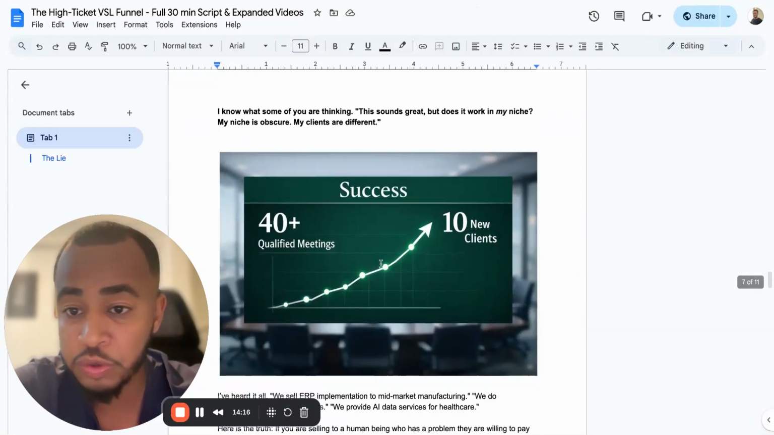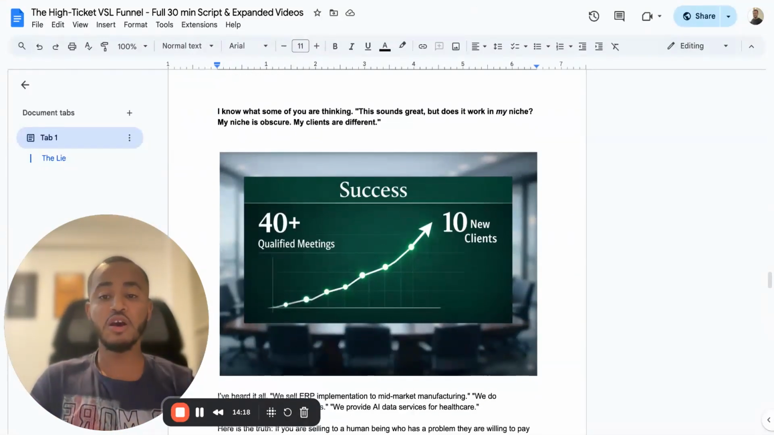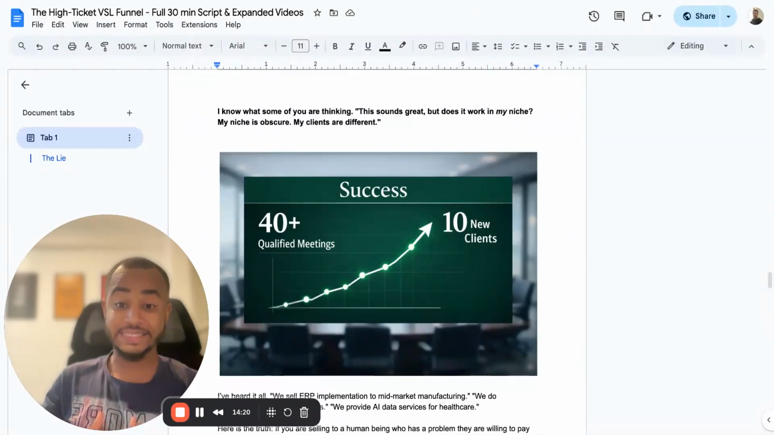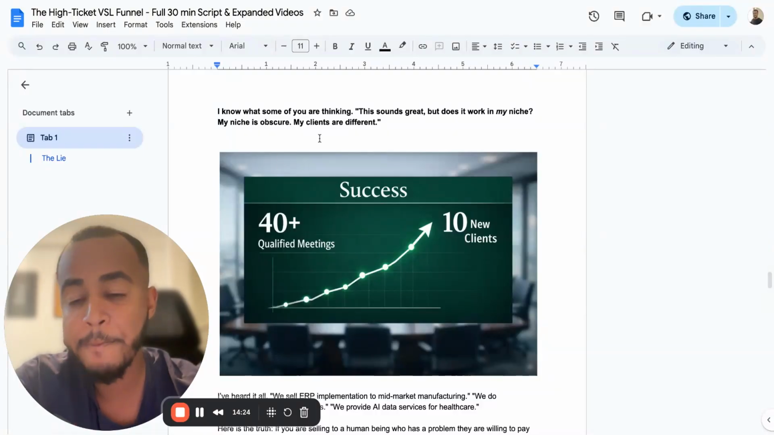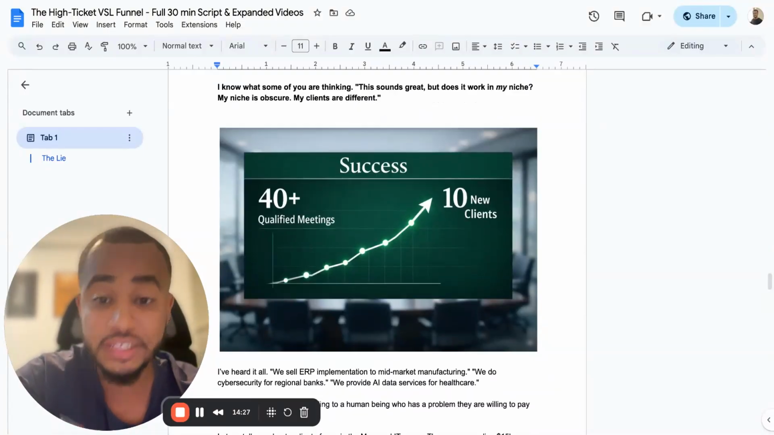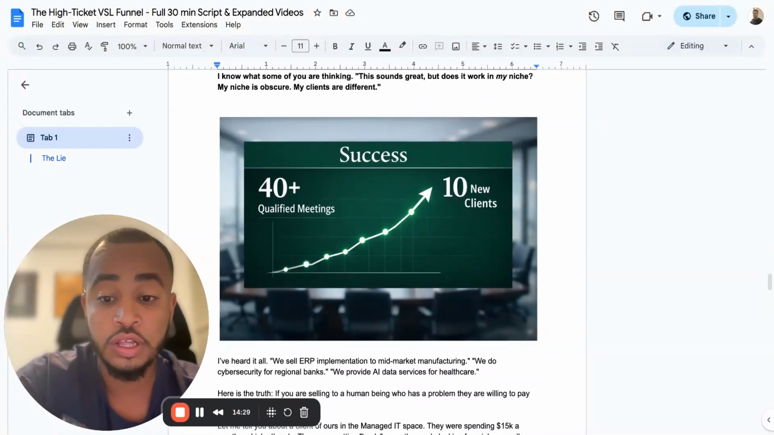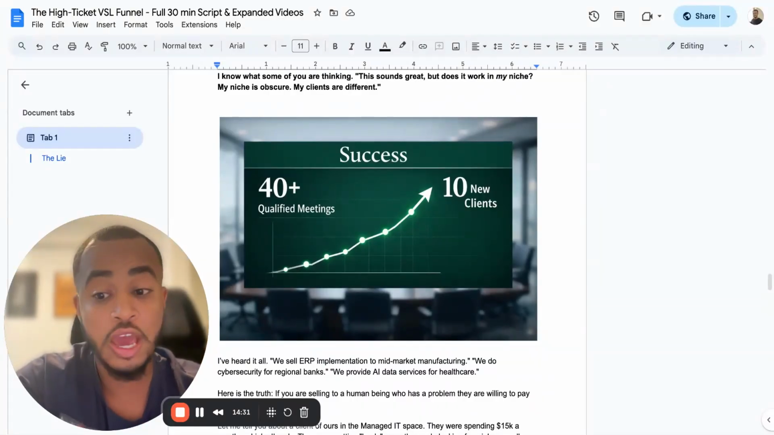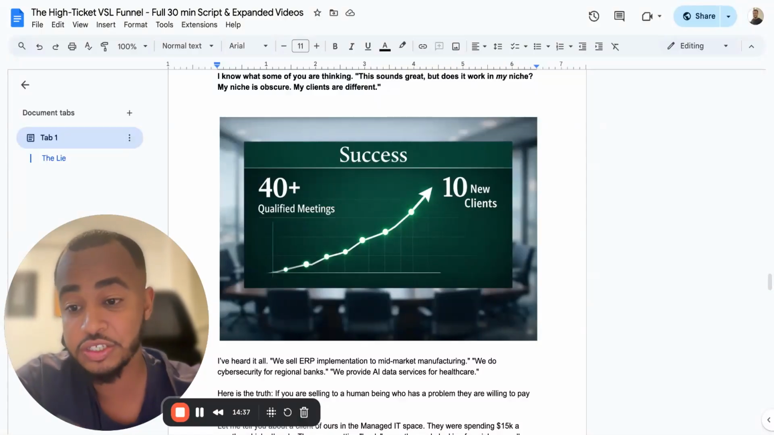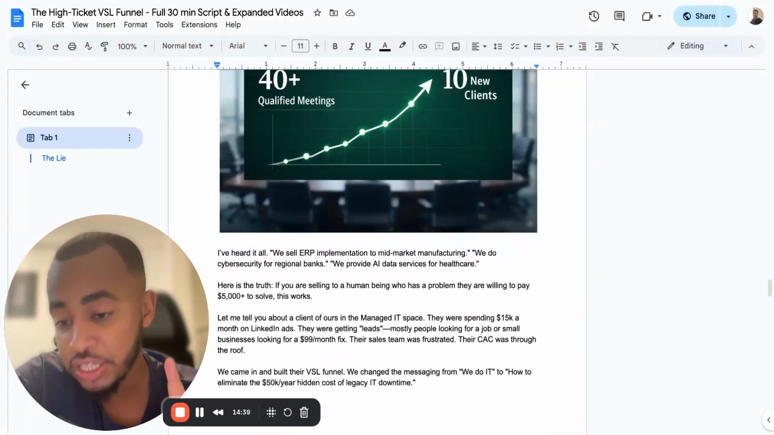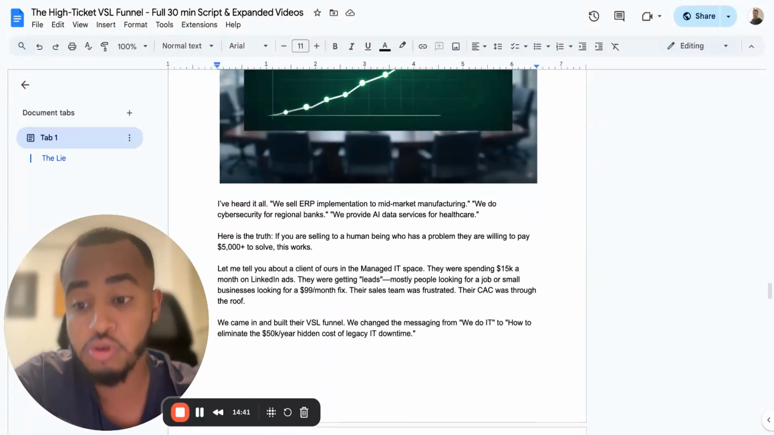This is the most important thing you need to understand. I know what some of you are thinking. This sounds great, but it doesn't work in my niche. My niche is obscure. My clients are different. Let me tell you a story. Everyone is a human being, so it works every time. It only matters what the ticket size is. If you are selling high ticket, this framework works even better for you.